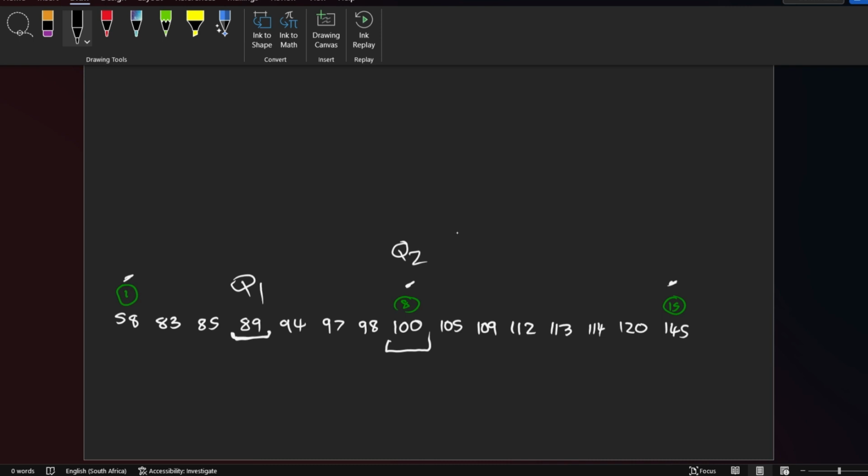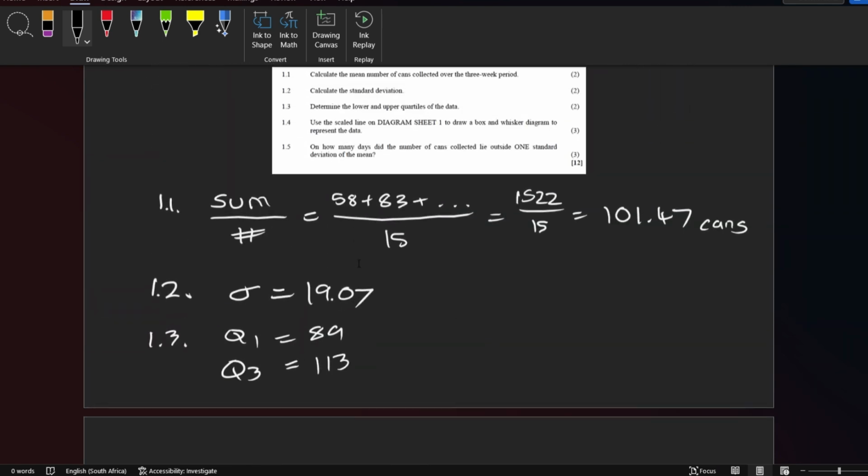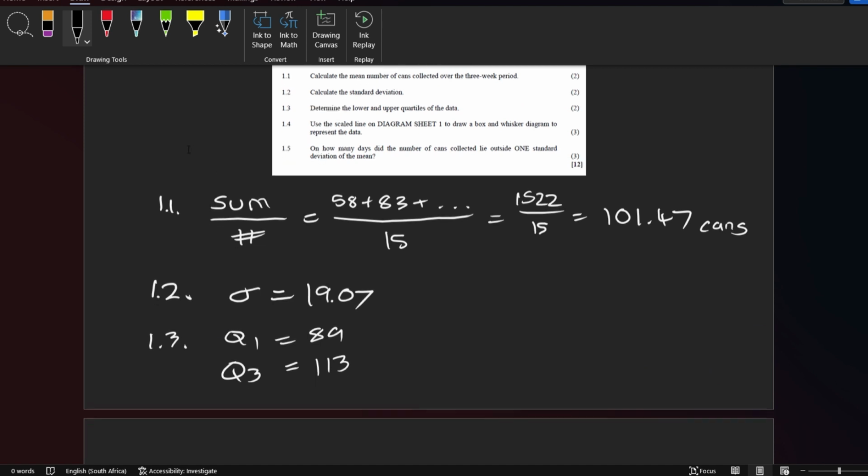So here's our upper half. We look, there's 7 terms, so obviously the fourth term of those 7 lies in the middle, therefore that will be our upper quartile, and we can see that that is the answer for the upper quartile for 1.3.